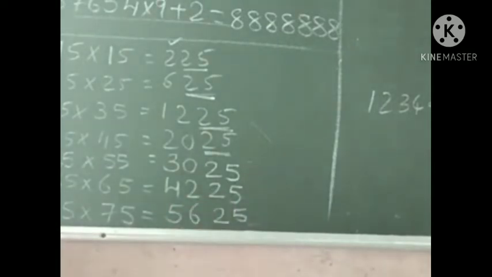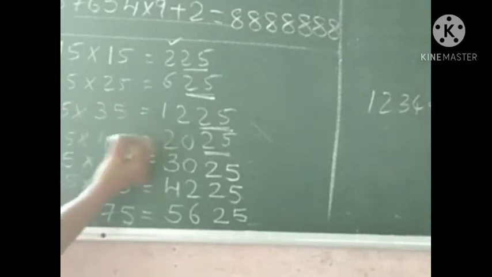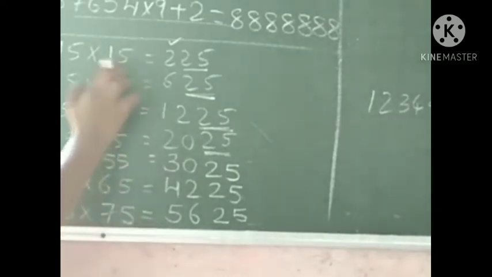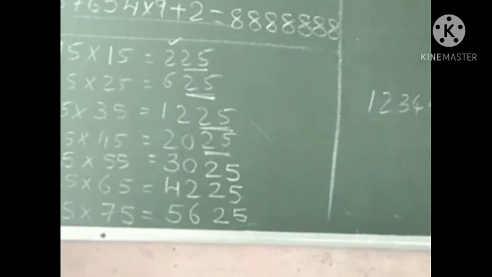Understood? For finding this, for 15, 25, 35, 45, etc., take the number that comes in the tens place and multiply it by the next number: 1 into 2, 2 into 3, 3 into 4, 4 into 5, 5 into 6, 6 into 7, 7 into 8. Very simple way of finding the answer for numbers having 5 in the ones place.